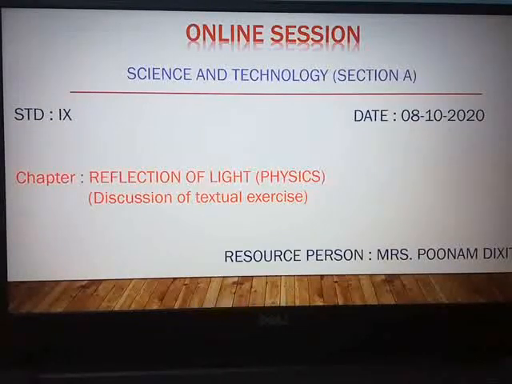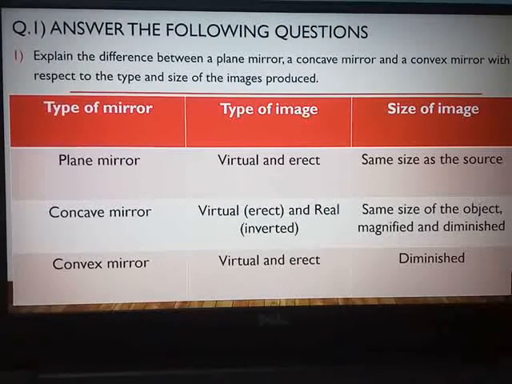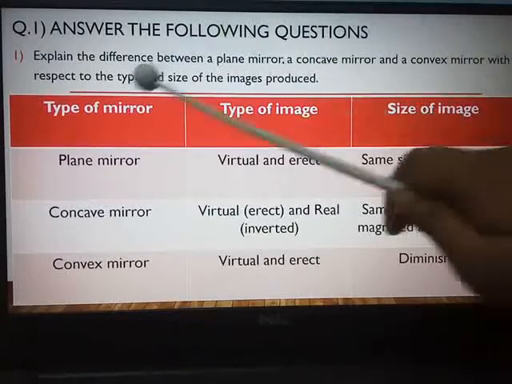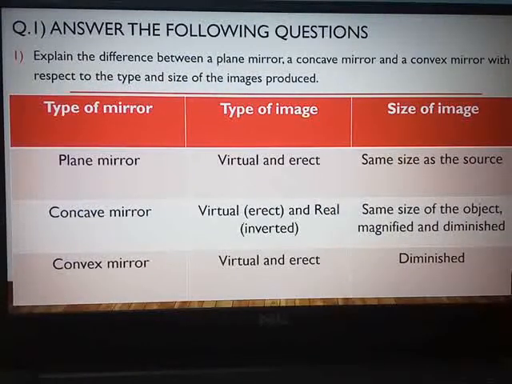Let us begin. All of you move on to page number 127. Textual exercise. Question number 1. Answer the following questions. Number 1. Explain the difference between a plane mirror, a concave mirror and a convex mirror with respect to the type and size of the images produced. Means you have to consider the difference between these three mirrors on the basis of the type of image formed by that particular mirror and the size of the image which is formed.